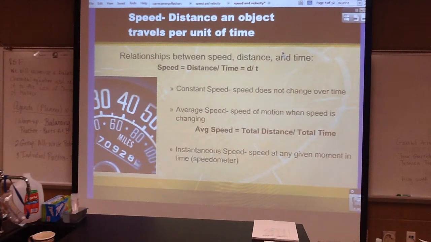Average speed is the speed of motion when speed is changing. So your average speed is always your total distance divided by the total amount of time that it took you. Instantaneous speed is the speed at any given moment in time. This would be if you're driving in a vehicle and you look at the speedometer and the speedometer says 35 miles per hour, that's the speed at that moment. In 5 minutes, the speed limit may have changed and the speed may increase or decrease accordingly.